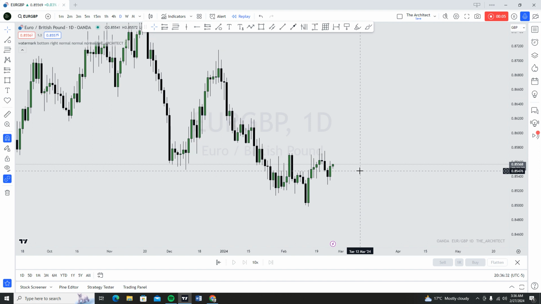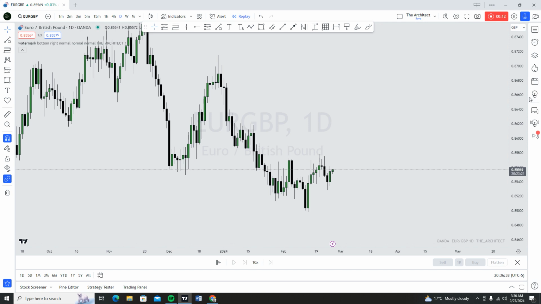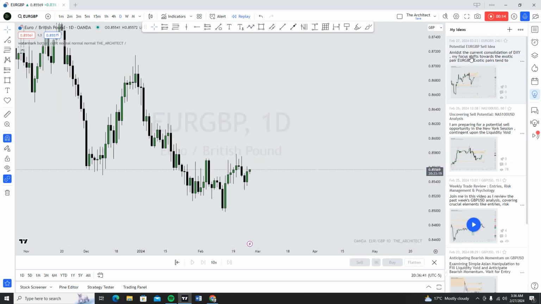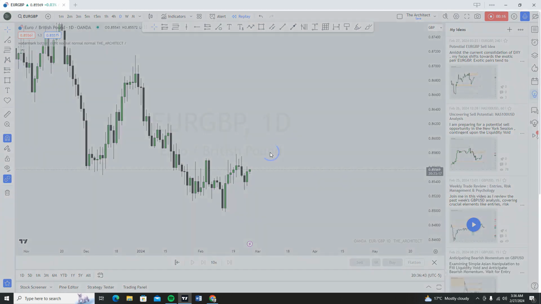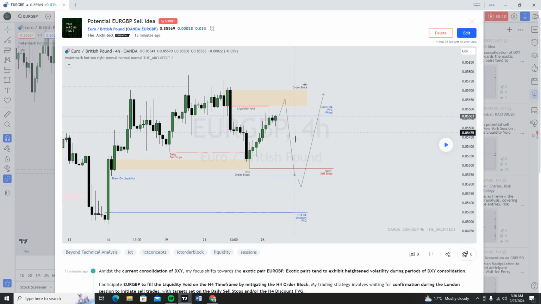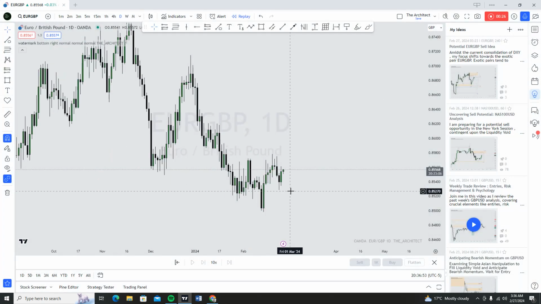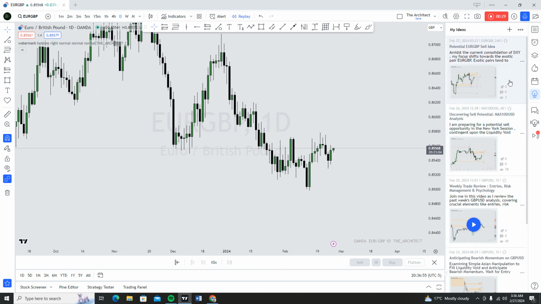So I just want to run you guys through a EURGBP analysis. I posted an idea a few minutes ago, this idea right here, where I'm just looking into a potential draw or potential sell idea when it comes to EURGBP.